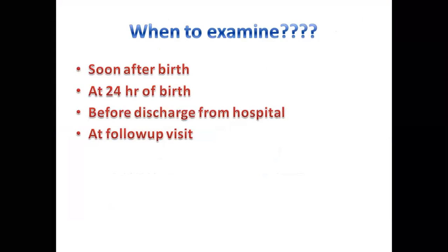So the first and foremost question is when to examine the baby. That is soon after birth. Soon after means after resuscitation and examination of the vitals of the baby. This is mainly done to rule out any congenital anomalies of the baby and to give counseling to the parents. And one more examination is to be done at 24 hours of birth. During that examination, we usually ask certain questions like the feeding and the passage of urine and meconium. So for that purpose, we have to examine the baby at 24 hours of birth.